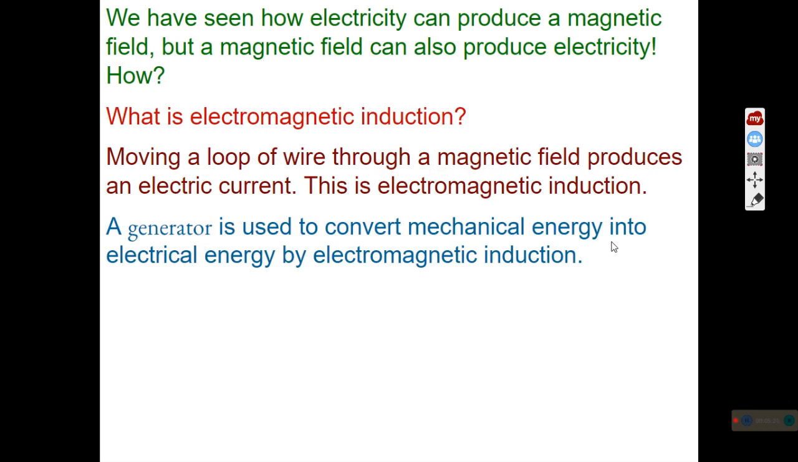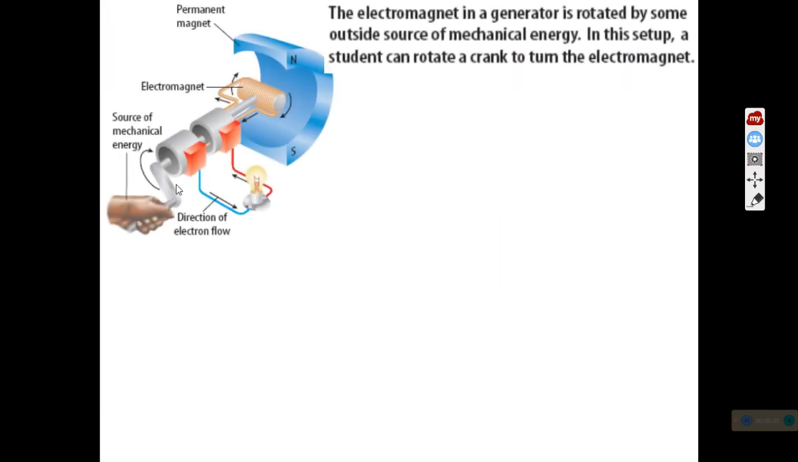So a generator can sort of do the opposite of what our motor did. A generator is used to convert mechanical energy, so the spinning of that electromagnet, into electrical energy by electromagnetic induction. So notice the difference here. Instead of a battery, we have a hand using mechanical energy. So in the other image with the motor, the battery was what was spinning this electromagnet. So the battery, the chemical energy, the electrical energy, was creating a magnetic field.